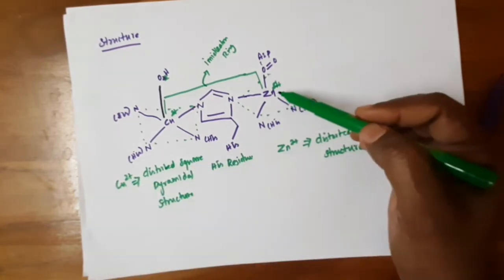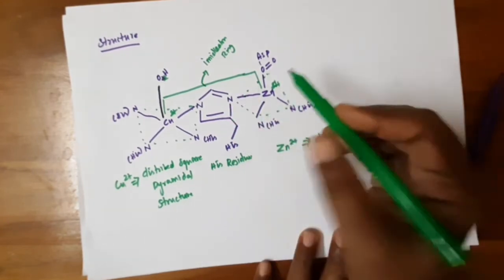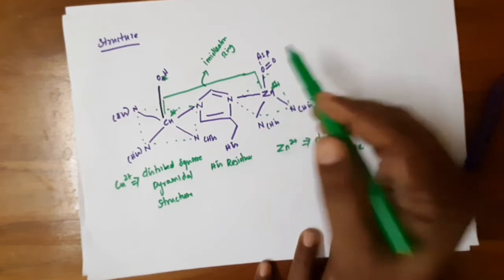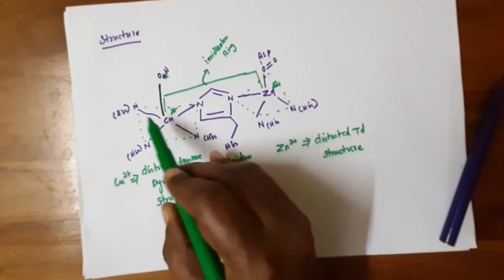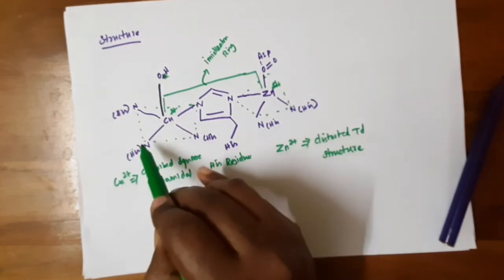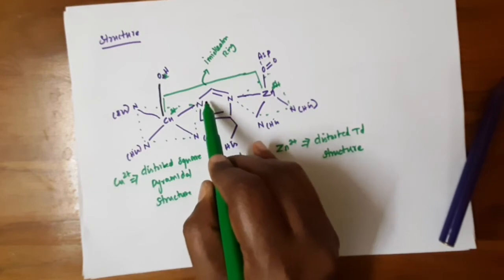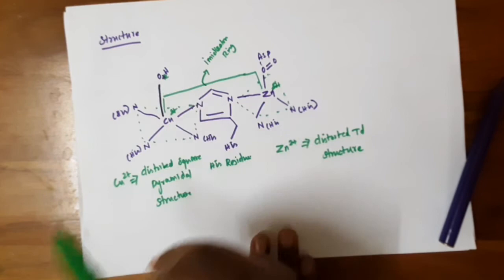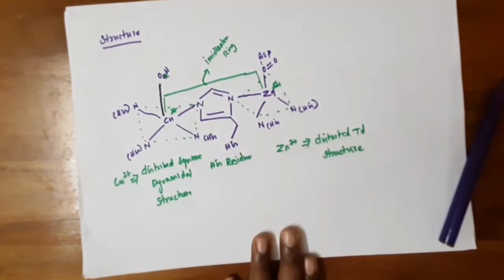If you see, this zinc is bonded with the imidazole ring nitrogen and 2 nitrogens from the histidine residue and 1 oxygen from the aspartate group. And here this copper has 3 nitrogen donor atoms from the histidine unit, and 1 nitrogen from the imidazole ring of the histidine unit. And the fourth site is occupied by a water molecule. So it is connected by this imidazole ring.